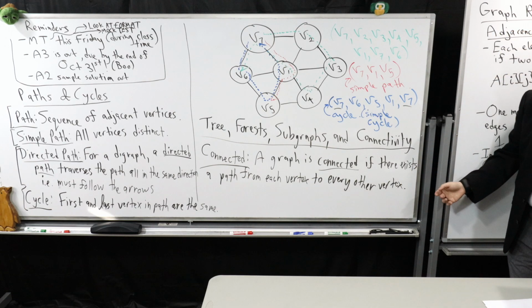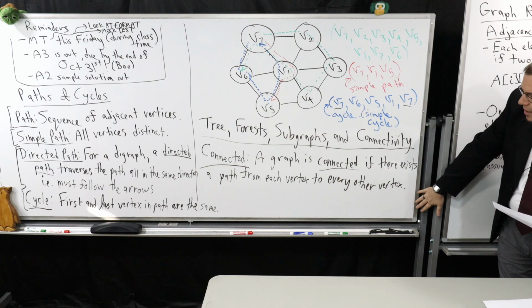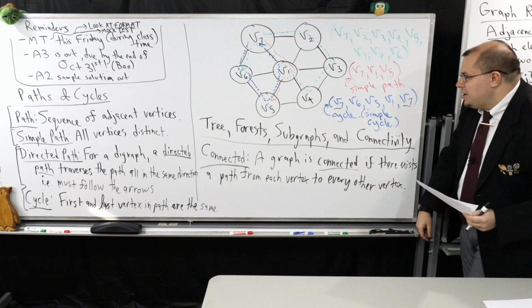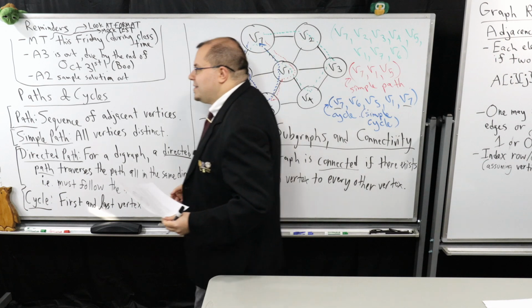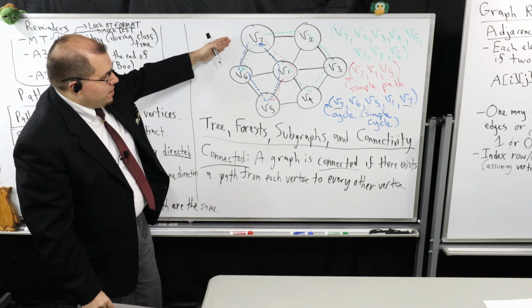That's as simple as the definition can be. So if I'm talking about connectivity, the first one is that I want to have a notion of a graph being connected or not. All it says is if I look at any two vertices in my graph, for example, this graph here.